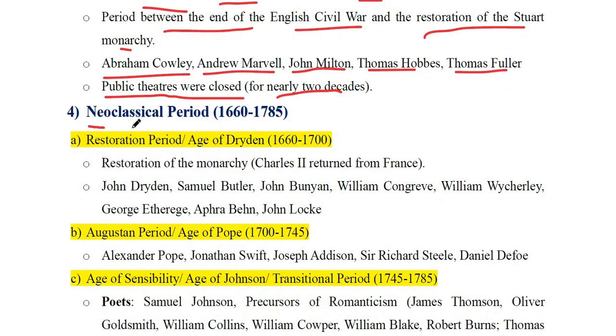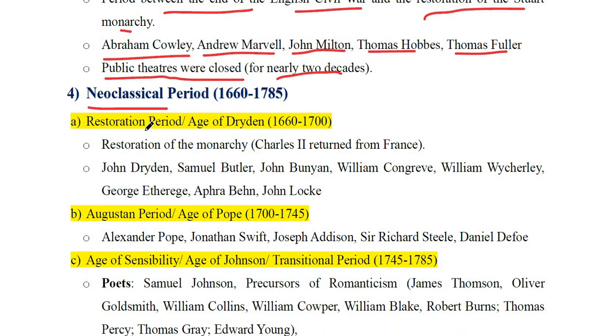Next, we come to the Neoclassical period, 1660 to 1785, or sometimes 1798 is also considered. Why Neoclassical? The original classical age was the age of Greek and Latin, that was the classical literature. The writers of this time period imitated the classical writers, that's why this age is called the Neoclassical period. Now, this age also had three subcategories.